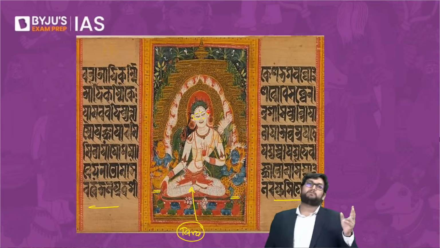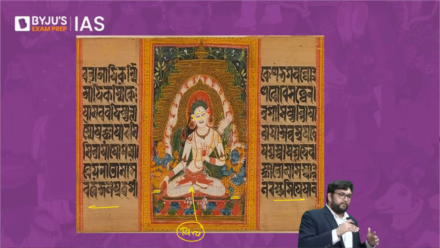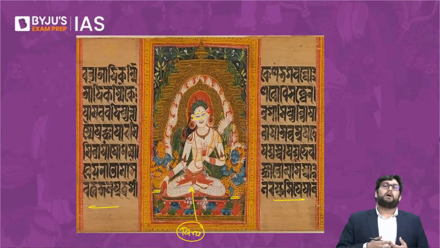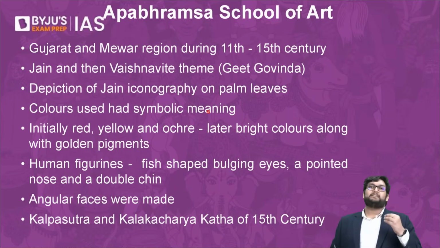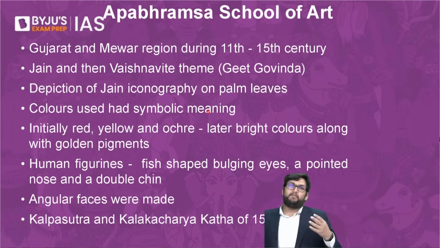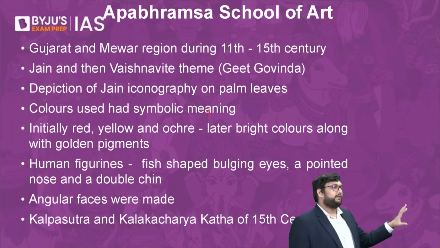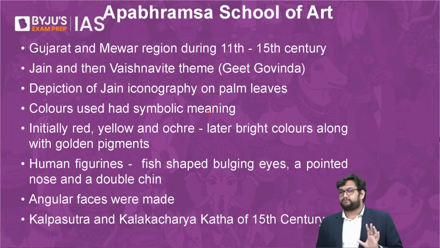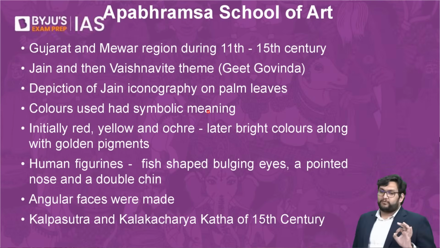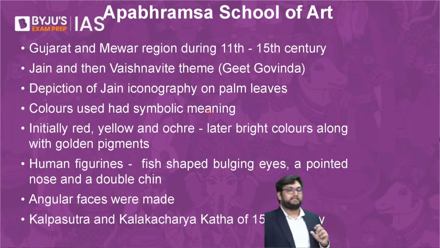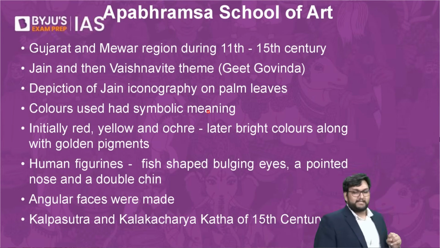Color scheme changes quite a lot. Now, before we go to what we call the Delhi Sultanate period, or the medieval period properly, you need to understand that the last major representation, vis-a-vis removing the Rajputs from the scene itself, is called the Apabhramsa school of art. Apabhramsa school of art was very common in the Gujarat, Mewar region itself.